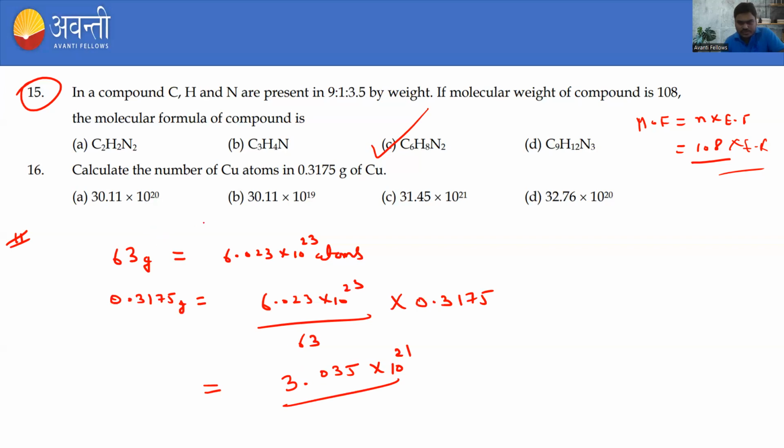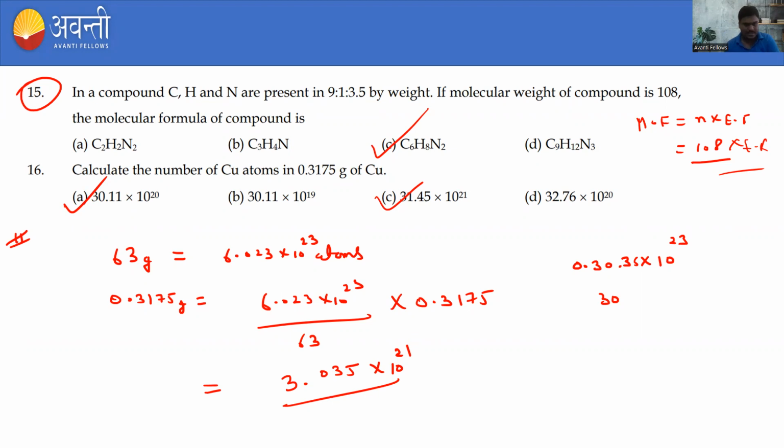So this is close to this one. Okay, so the value is very much close to this value, right? So try to solve this. This is very, very easy. Okay, so the correct answer for this question is A, right? That is 30.11 into 10 to the power 20. You just erase this, then you'll get the value like this.